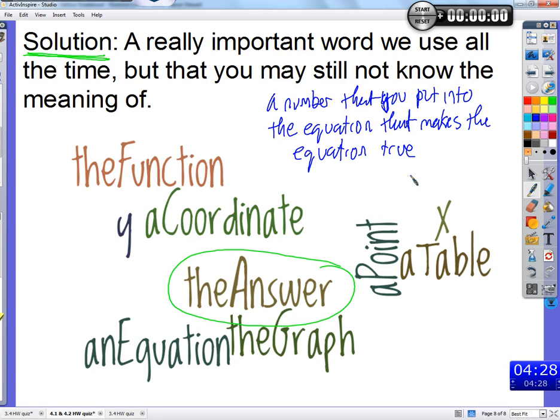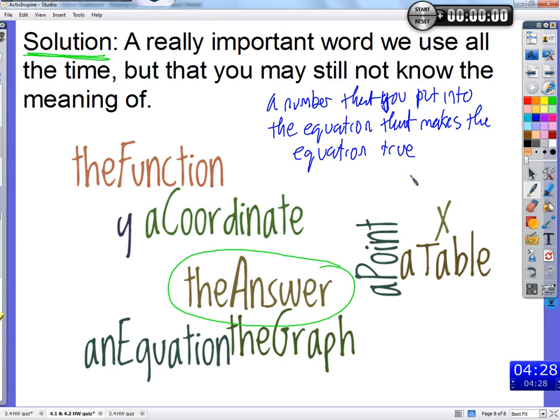And we can expand this out to functions, right? We just have to have two numbers, an x and a y, that when you plug them in, the equation is true. We can expand it out to inequalities, a number that you plug in for the variable that makes it true, right? The side that's supposed to be bigger is bigger, or the side smaller is smaller. So whatever it is, it makes that statement, whether it be an equation or an inequality or any other relationship, into a true statement.